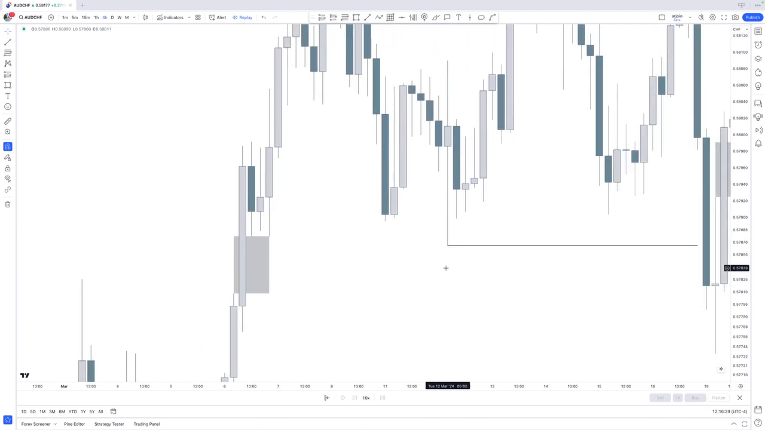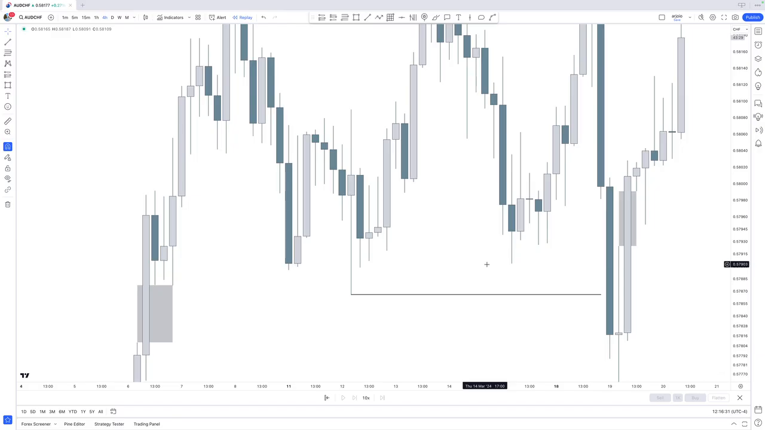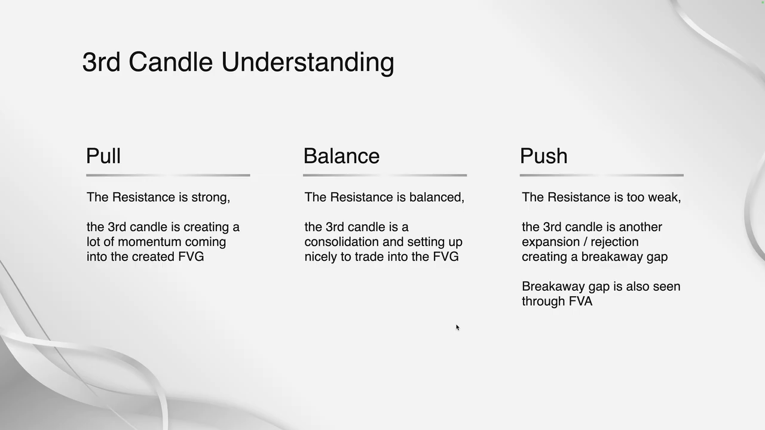Whenever we have a balanced third candle where it's not pulling aggressively, it's not pushing aggressively, that is exactly when we can likely trade into the fair value gap, only expect a sting into it, not a deep retracement, to then continue higher off of that. It's also the fair value gap that is most likely to actually hold. So the balanced fair value gap, the balanced third candle, is the utopia. It's the perfect one. After that, we still have the push. The push is still tradable, but it's a little bit more difficult to trade that as well.